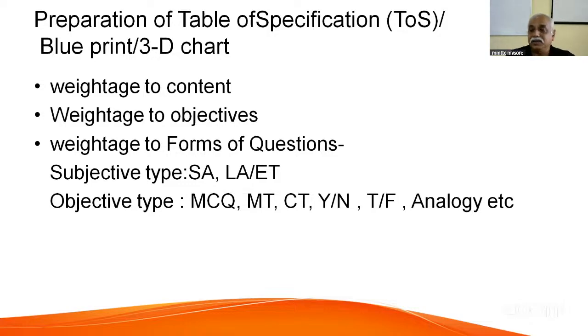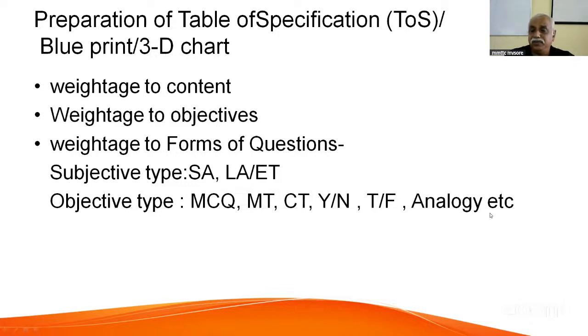Whereas your subjective type doesn't demand one single answer, it may have diversified answers. Students can give answers in multiple ways, and we try to address them in different ways. So these objective type questions can be seen in terms of MCQs, multiple choice questions, matching type, completion type, yes or no type, true or false type, analogy type, etc.